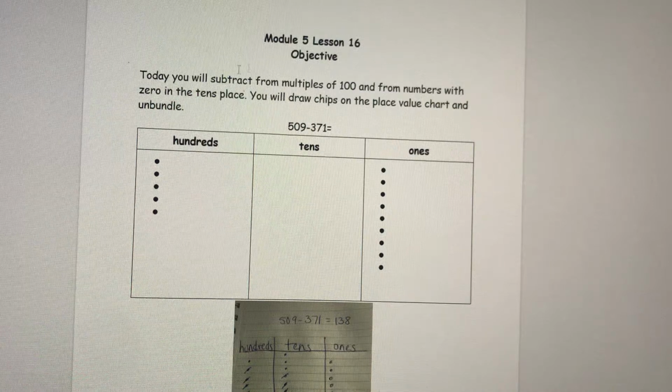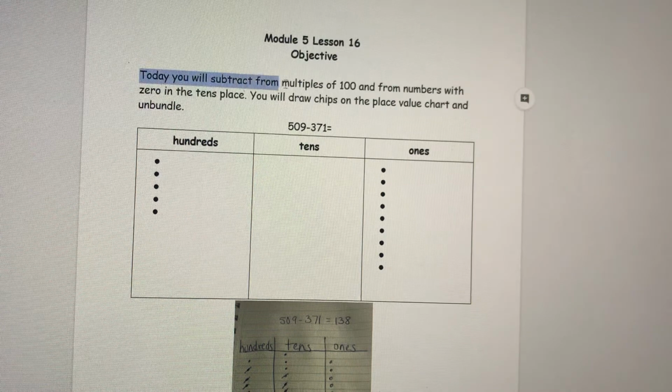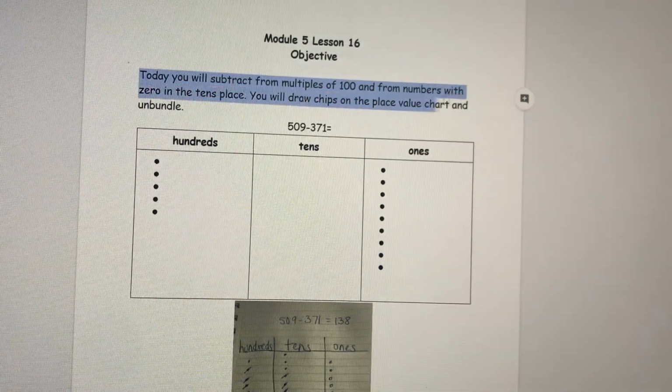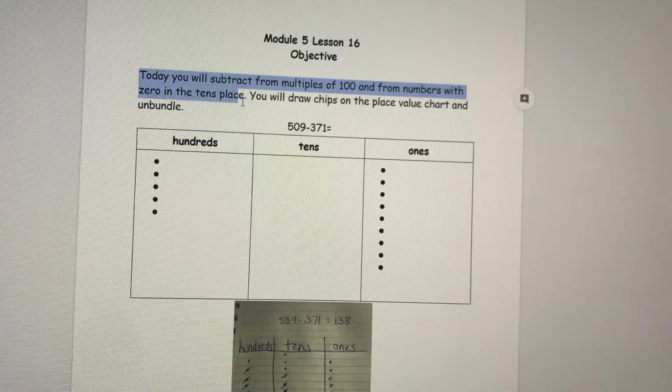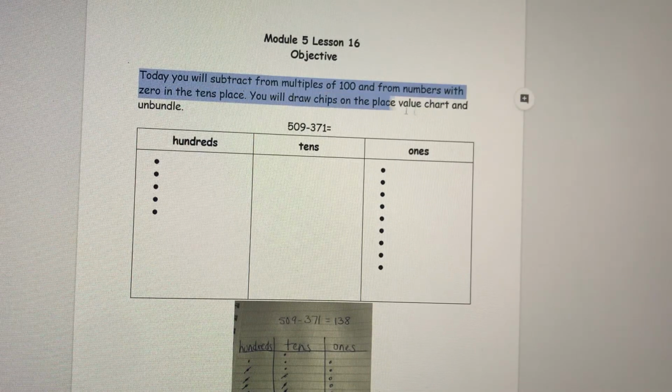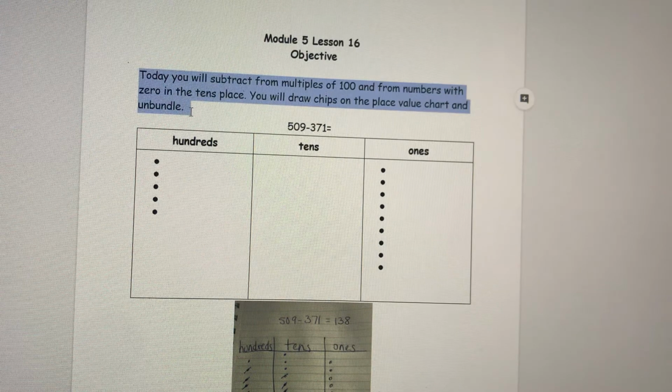Today you're working on Module 5, Lesson 16. The objective is today you will subtract from multiples of 100 with zeros in the tens place. You will draw chips on the place value chart and unbundle.